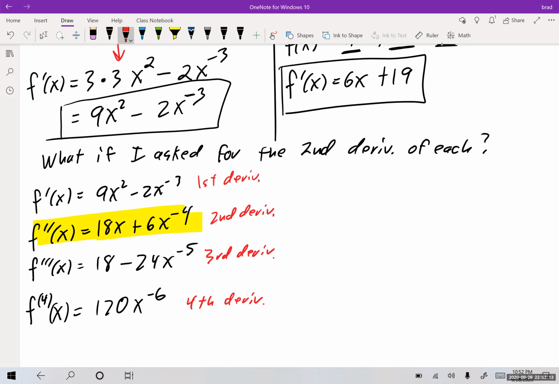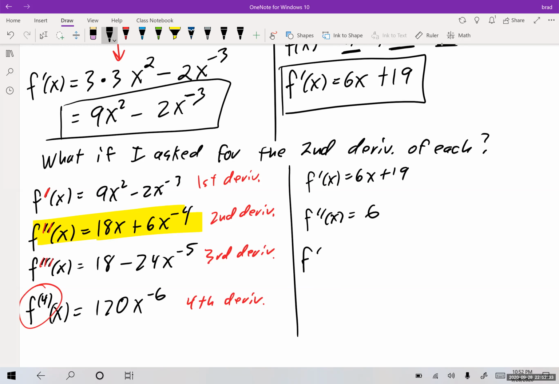Notice here the notation, it started off as f prime, f double prime, f triple prime, and then after that, they pretty much start writing a little number there, 4, 5, 6, 7. They don't go much past that, okay? So let's look at this other one. If f prime of x is equal to 6x plus 19, then f double prime of x is equal to 6, and f triple prime of x is equal to 0, and the fourth prime of x is equal to 0.